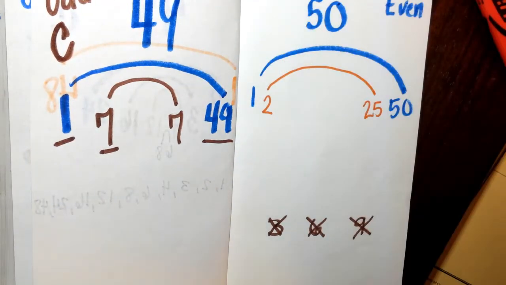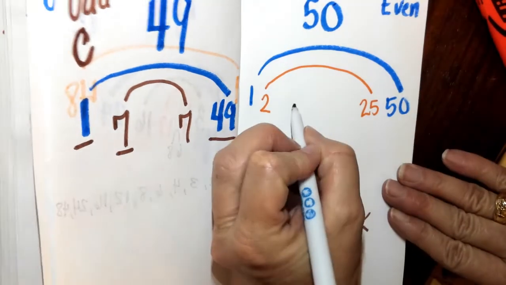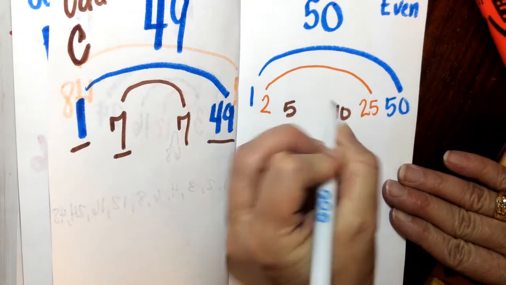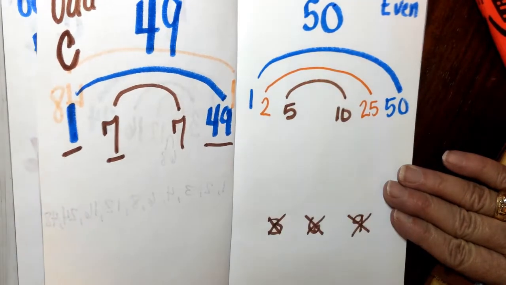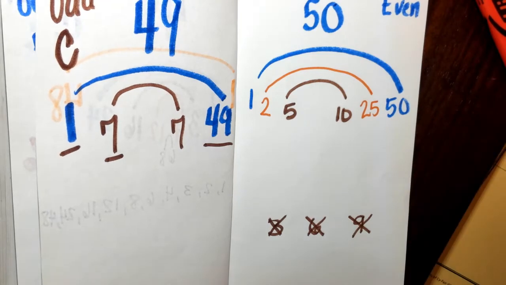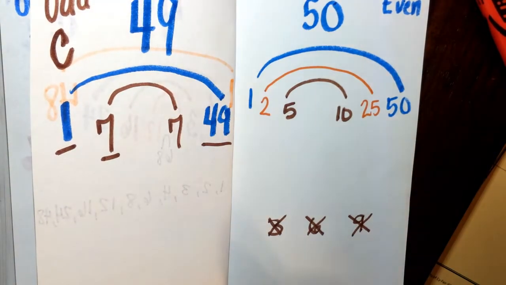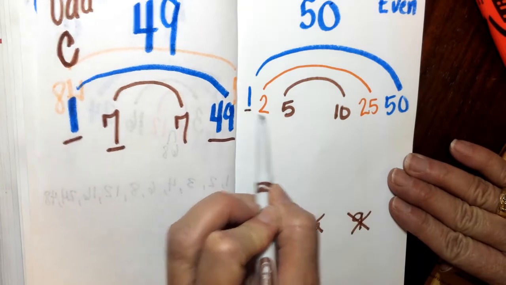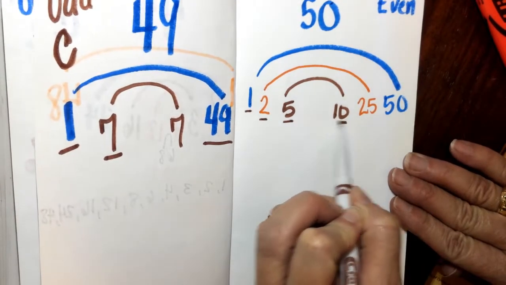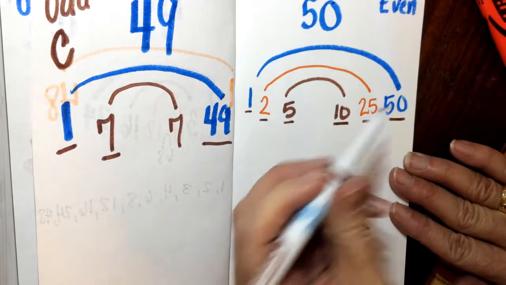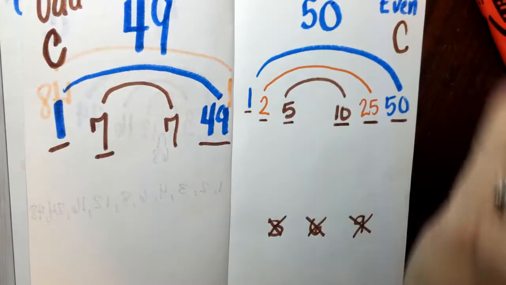The number 4 is not going to work either because 4 just worked with the number 48, and there's not a difference of 4 between 48 and 50. So now I have to think about the number 5, and we know that we can partner the number 5 with the number 10. And that's going to be it for the number 50. There are only 6 factors: 1, 2, 5, 10, 25, and 50, which makes this number composite.